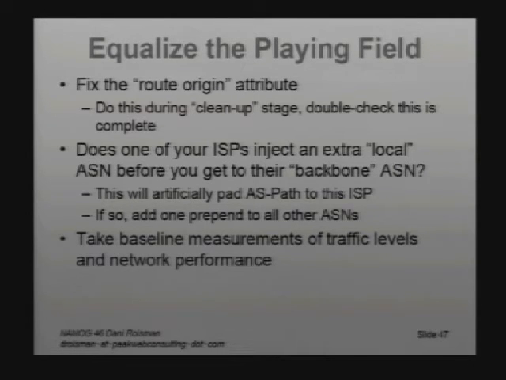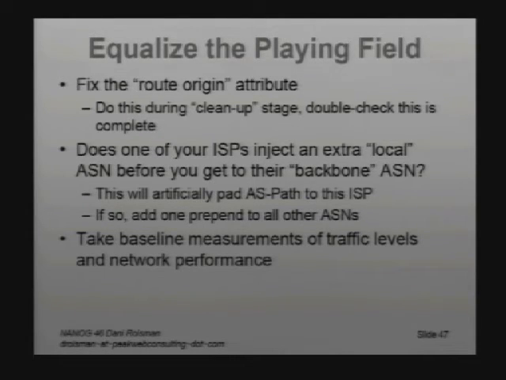And as far as AS hop goes, equalizing the playing field, check, do any of your ISPs insert an extra local ASN before you get to the backbone ASN? There are a few large ISPs that will do this, where they may have a backbone ASN and every region has its own local ASN. You're peering with the regional ASN and you have to go through the backbone ASN before you hear any additional routes. This, unfortunately, will artificially pad your AS path to that ISP.